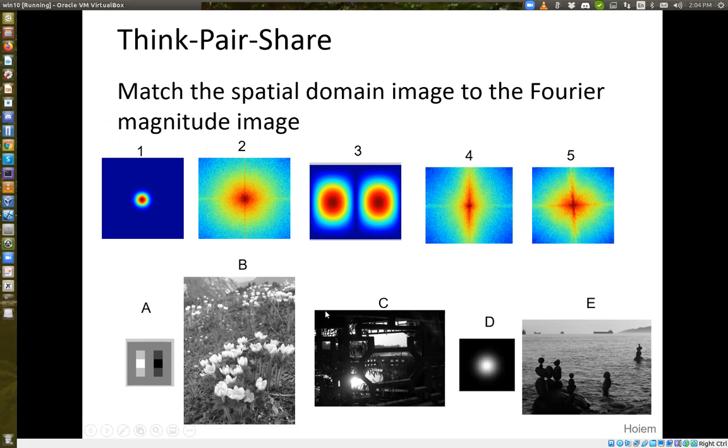So yeah, two and four is a good guess, but E probably has more vertical high frequency component than B, because you see you have a lot of this horizontal line here, right? Or horizontal curve. So therefore I would guess four, basically. So yeah. And then B will be two.